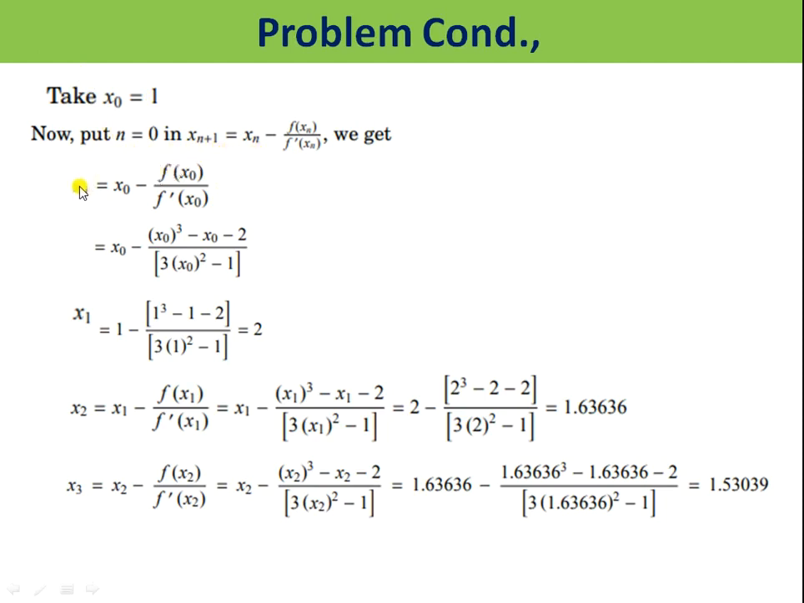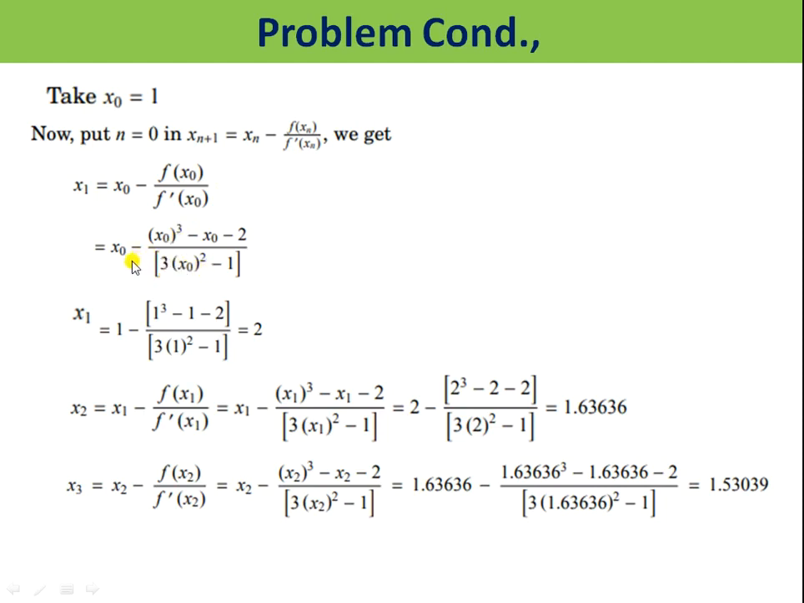Now, put n equal to 0 in the given formula for x n plus 1. So what will happen? While we are replacing n equal to 0, on the left hand side of the formula we will get x1. So x1 is equal to x naught minus f of x naught divided by f dash of x naught, right? Here f of x is nothing but the given problem, x cube minus x minus 2. While we are replacing x naught, what will come? x naught cube minus x naught minus 2, divided by its derivative 3 x naught square minus 1.